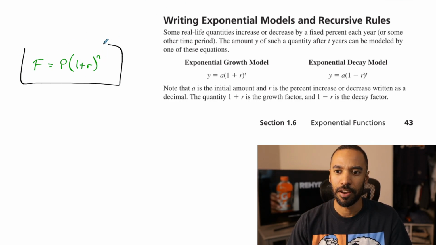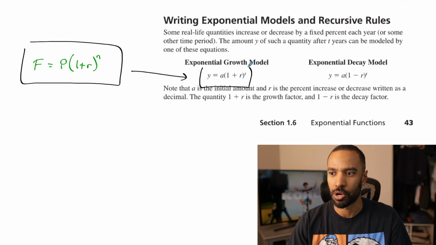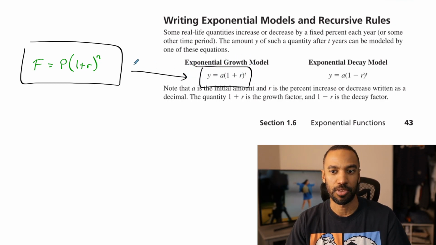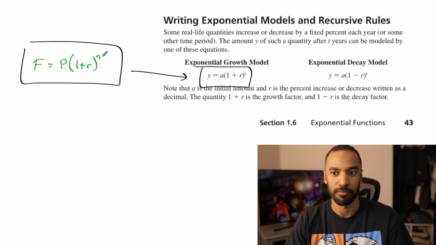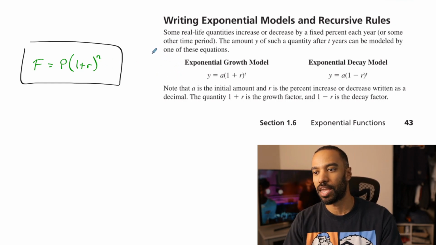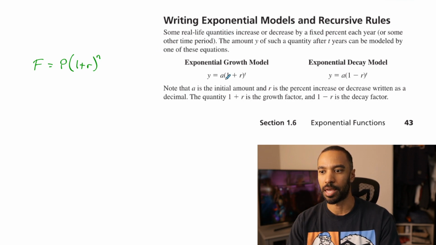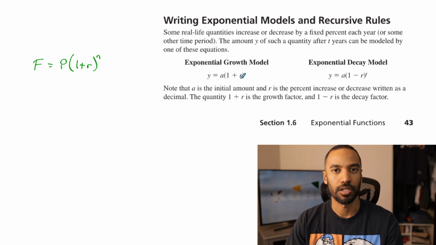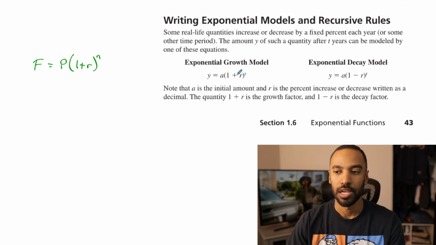This here very much mimics this here, so much so that they might as well be the same thing. I mean, they are. You're just switching around some variables. N is t, p is a, f is y. But they are the same thing.